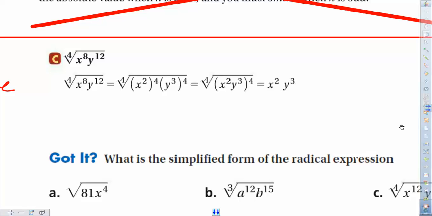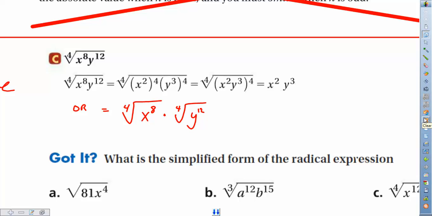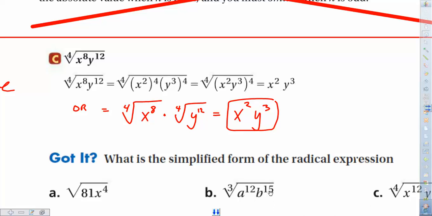And so let's look at the last guy. 4th roots now of x to the 8th times y to the 12th. Why don't we just split that one apart too? We could look at that as the 4th root of x to the 8th times the 4th root of y to the 12th. So blank, blank, blank, blank, 1, 2, 3, 4, 4 groups of x's multiplied together to get x to the 8th. I think we can do that if we had x squared, right? And then 4 y to the 3rds multiplied together would give us y to the 12th, right?